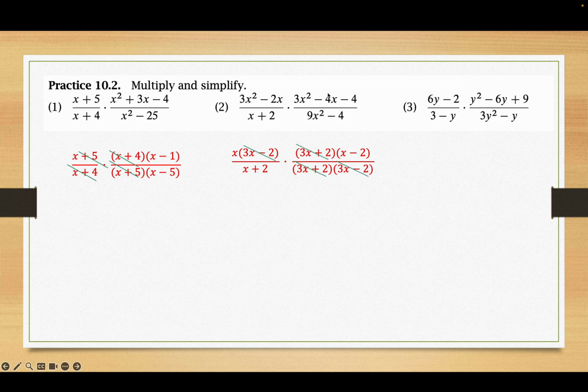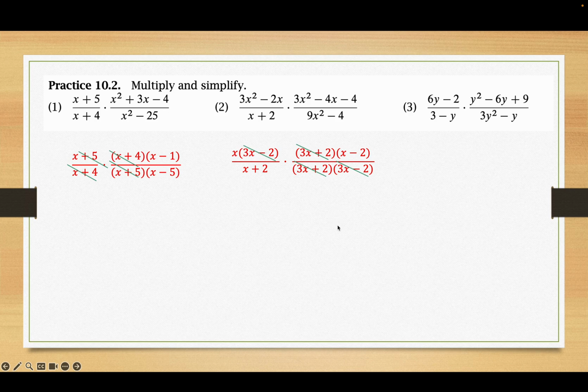Final answer, x times x minus 2. Make sure you put it in parentheses over x plus 2. You could put the x plus 2 in parentheses too, but it's not mandatory because it's not being multiplied by anything. It's all there is. But in the top, you got this x hanging out here on the left. And if you don't put the parentheses in between, it changes what the expression means.